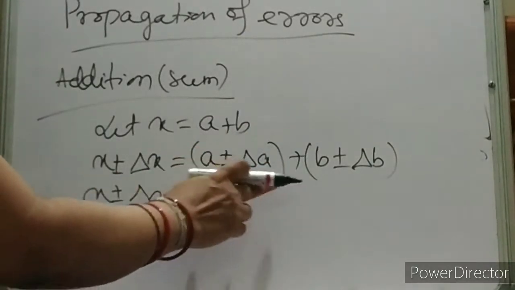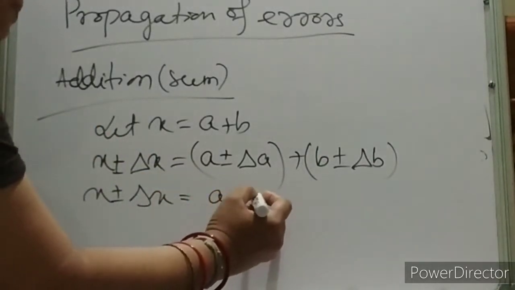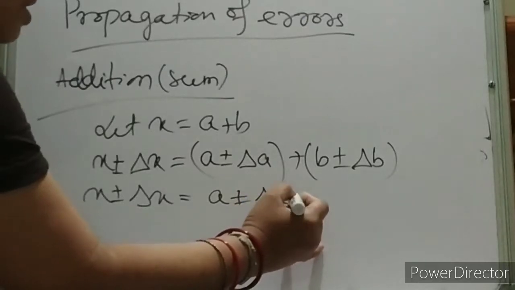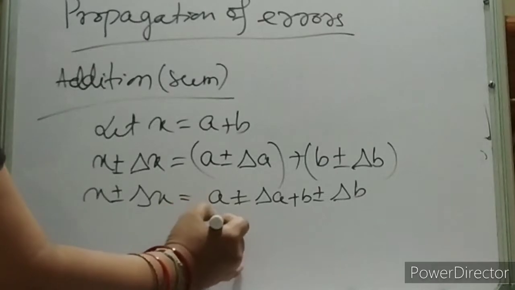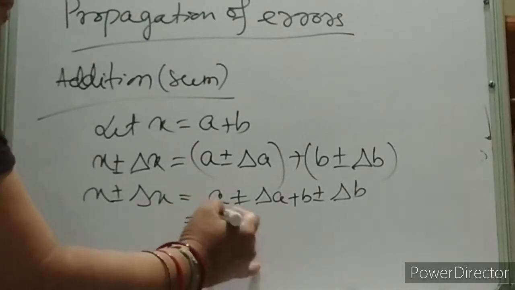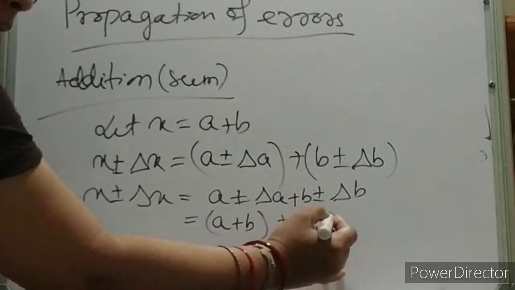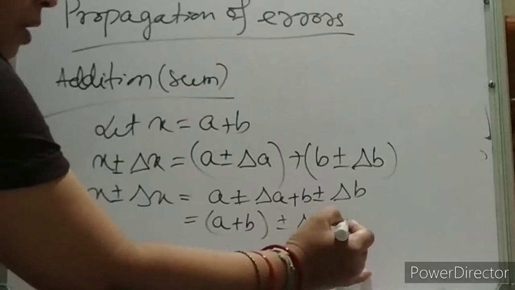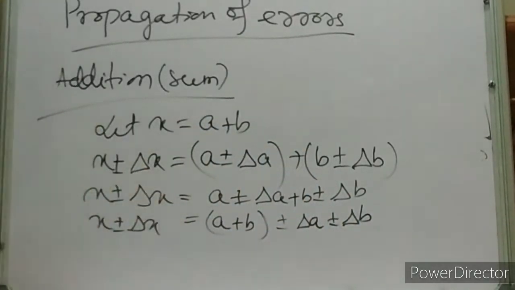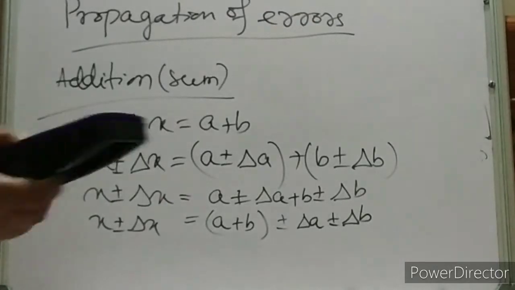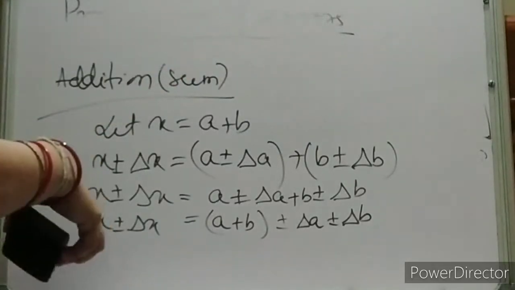I can expand this, just open the bracket. Then what will happen? a plus minus delta a, then plus b plus minus delta b. This I can write as a plus b, then plus minus delta a, then plus minus delta b. This is your x plus minus delta x. Is it visible to you, children? This last line.